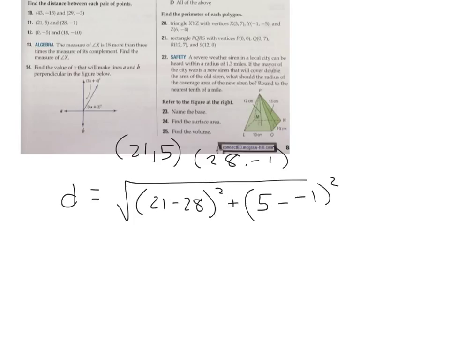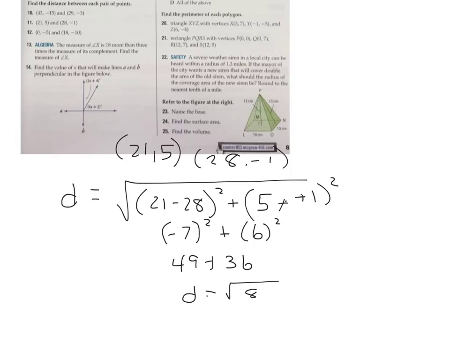squared. So here I get (-7), notice I put that in parentheses. Again, it's important. Plus, minus a negative is plus a positive. So 6 squared. So I get 49 plus 36, which happens to equal 85. So the answer then is distance is going to equal the square root of 85. All right, that was number 11.